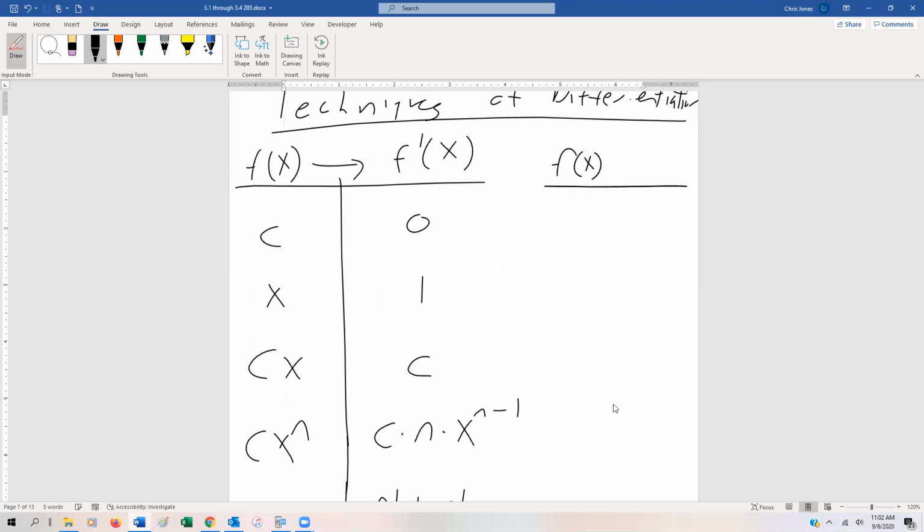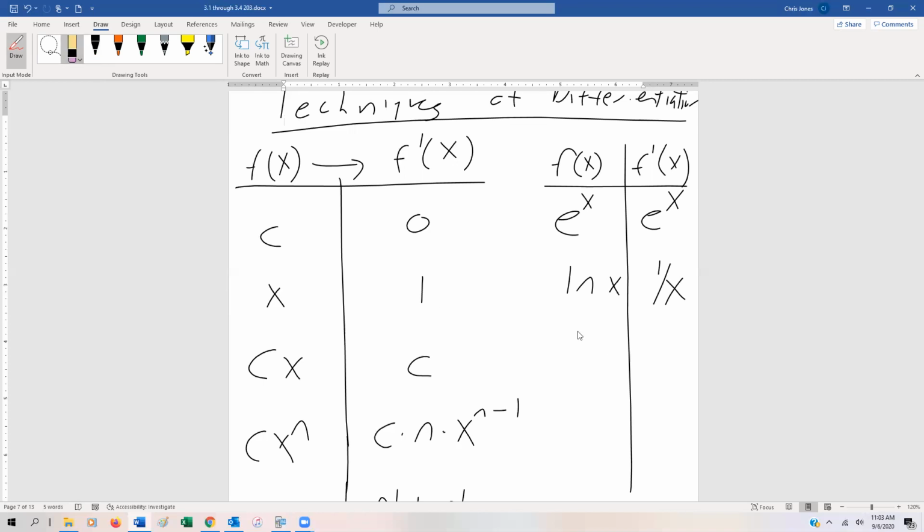Just a few more. Let's say we have a function of e to the x. The derivative of e to the x is e to the x. It's one of the only functions, there are very few of them, where the derivative ends up being itself. The derivative of natural log x is 1 over x. Remember, these are all slopes at any point on the function.